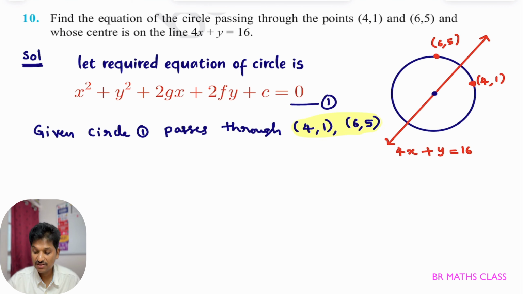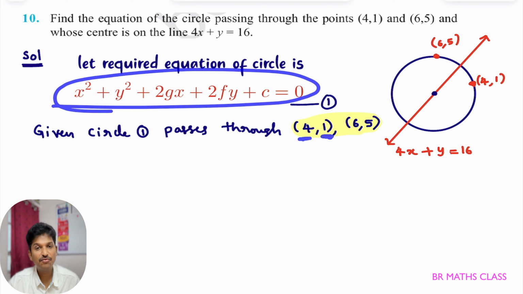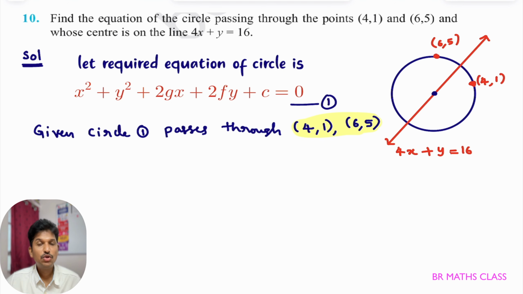As the given circle passes through these two points, I'll substitute these points in this equation. First, I'll substitute this 4, 1 in this circle equation. In this equation, in place of x, you write 4. In place of y, you write 1. To avoid unnecessary confusion, I want to write this step directly. Please observe carefully. I'll start from here, right? In place of x, I'll write 4.